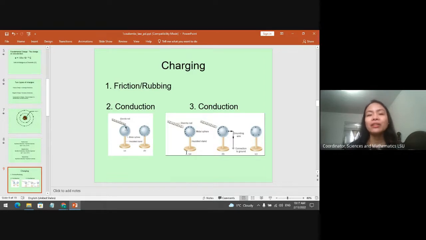Second is charging by conduction. For charging by conduction, there is direct contact with the object. So say for example, you have a metal sphere and you have an ebonite rod.